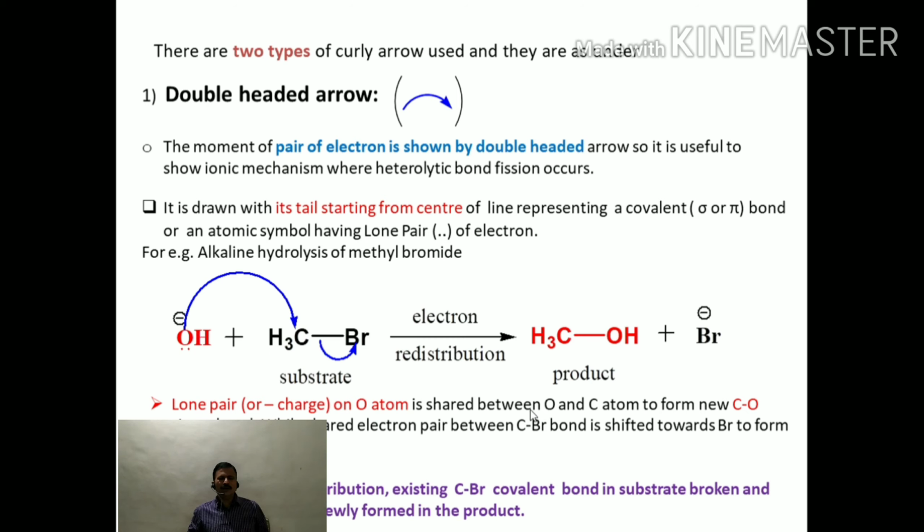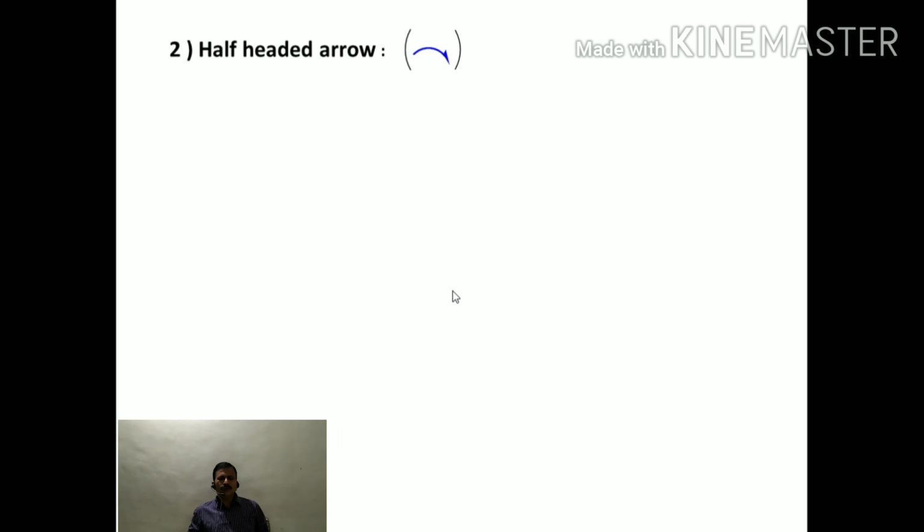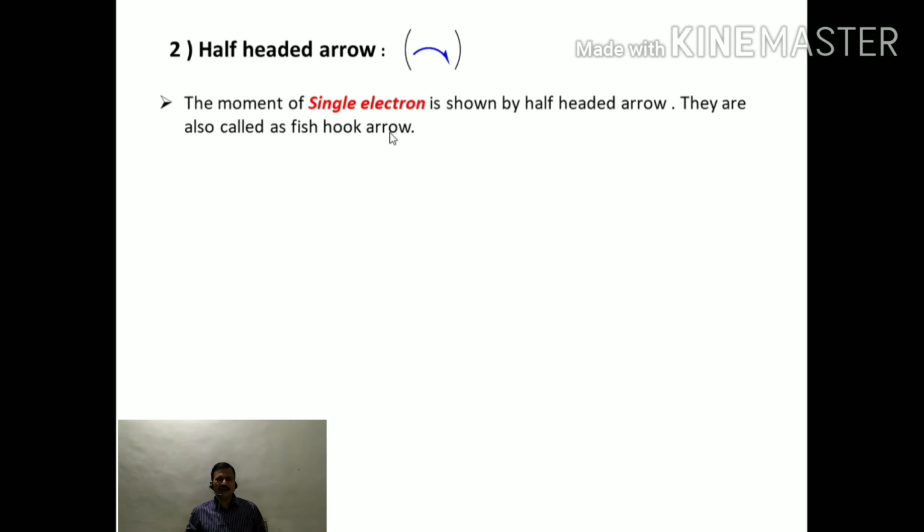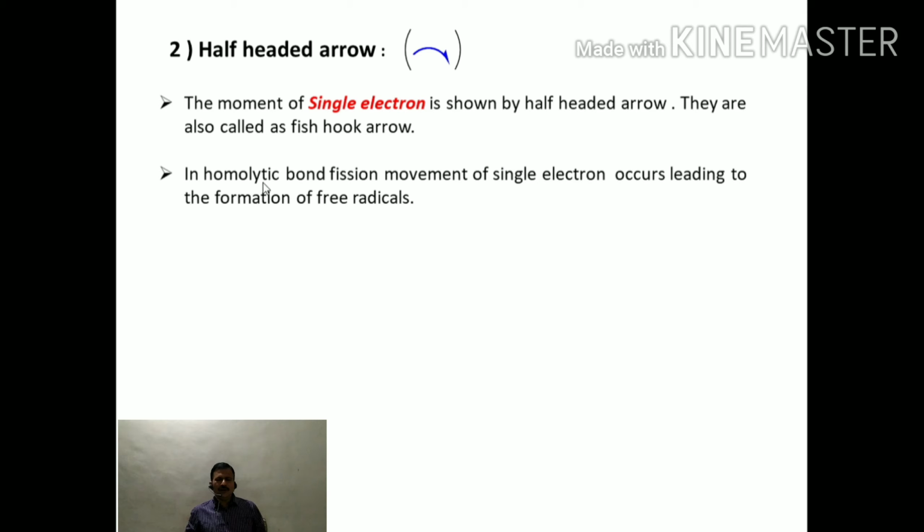The second type of arrow is the half-headed arrow, which is shown by means of a fish hook. It is also called a fish hook arrow, which represents the movement of a single electron. It is involved in homolytic bond fission where movement of a single electron occurs and there is formation of free radicals. Therefore, it is useful in representing free radical mechanism.